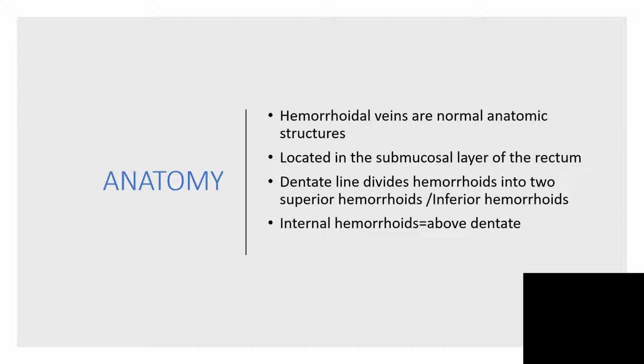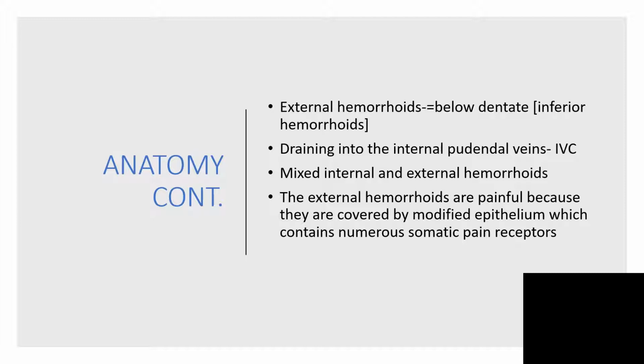By anatomy, hemorrhoidal veins are normal anatomical structures. They are located in the submucosal layer of the rectum. There is a dentate line that divides hemorrhoids into two parts. Above the dentate line are the superior hemorrhoids, and below are the inferior hemorrhoids. At the same time, the hemorrhoids above the dentate line are called internal hemorrhoids, and those below the dentate line are external hemorrhoids.